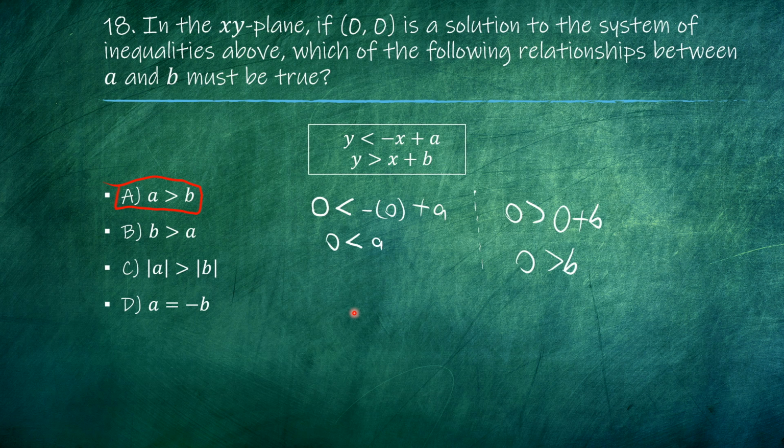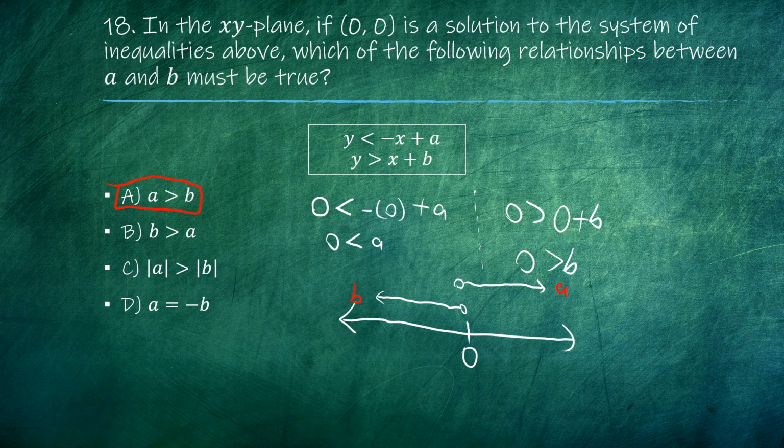And to visualize this, one way is to draw this on a number line. So we have 0, and we know that 0 is less than A. It means that A is greater than 0, right? So A is a positive number. So this here represents A. And B, we know that B is less than 0. So that means B is a negative number. So this is B.